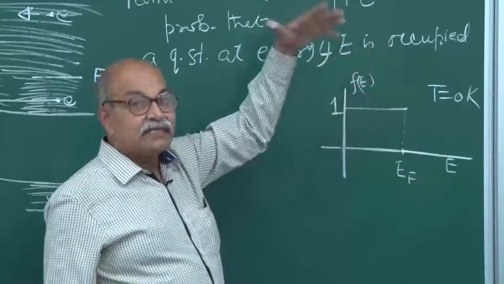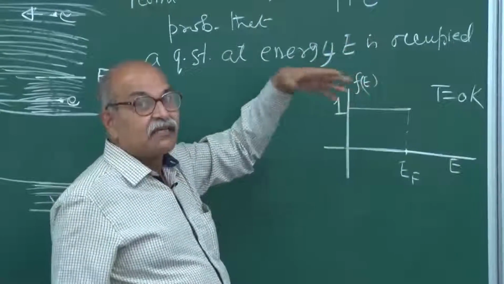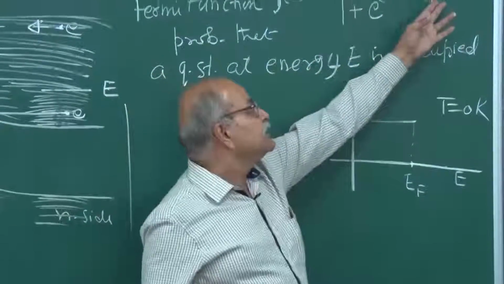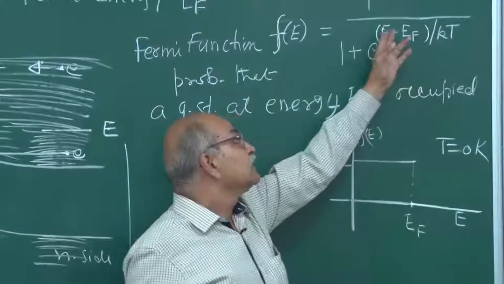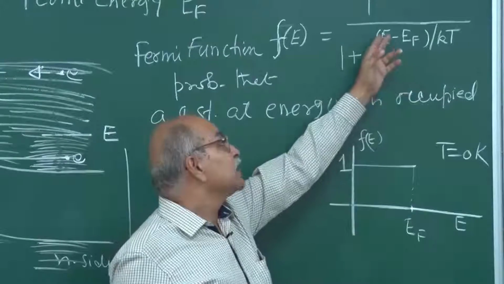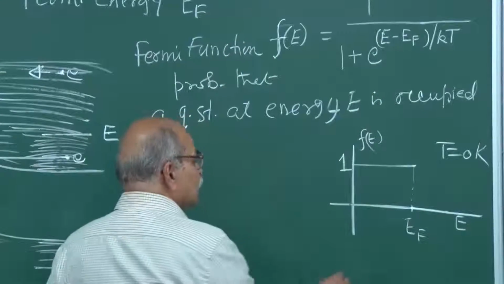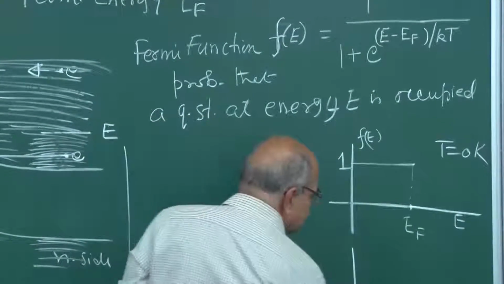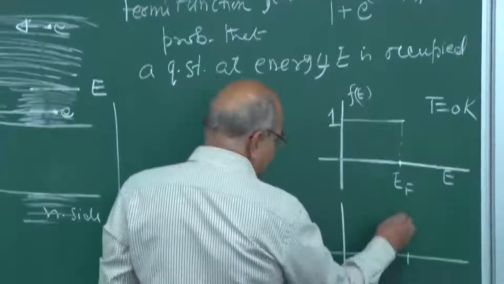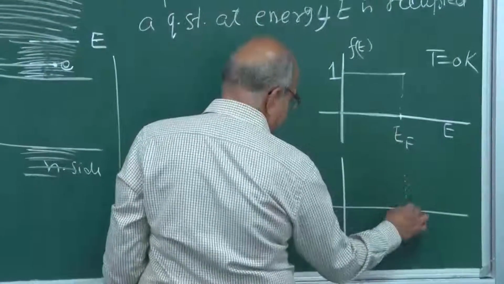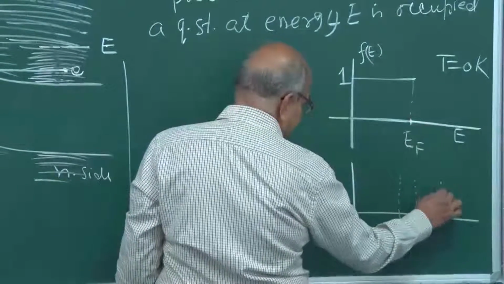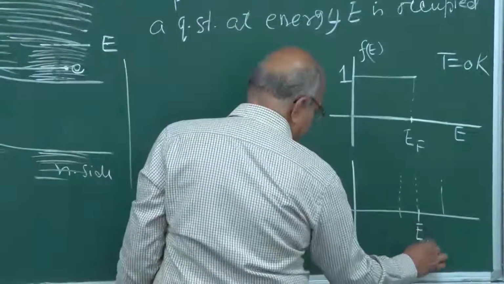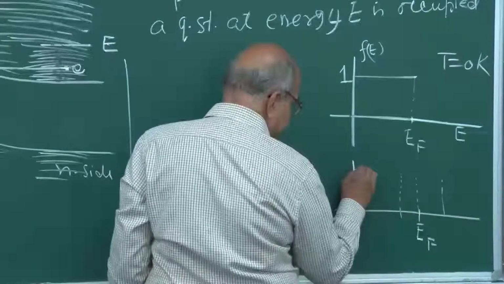But if you raise the temperature, say to room temperature where kT is 0.026 electron volts, and you have some EF and at some energy you are asking, what will happen? This gets modified, but the modification is close to this EF only. So if this is EF, then the function looks like this.